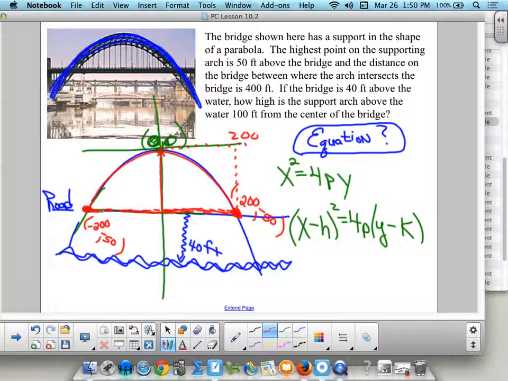The question says, if the bridge is 40 feet above the water, look, here's my 40 feet. How high is the support arch above the water 100 feet from the center of the bridge? So here's what they're saying. From the center of the bridge, go how far this way? Go 100 feet. How high is the support beam above the water? Okay, well this point on the parabola is known as what, comma, what?